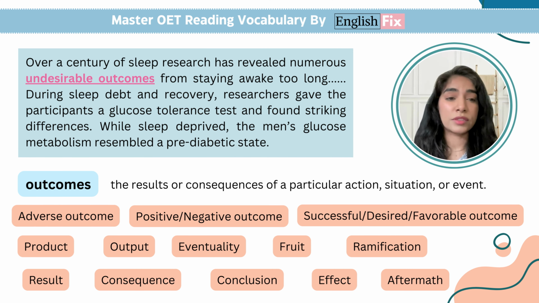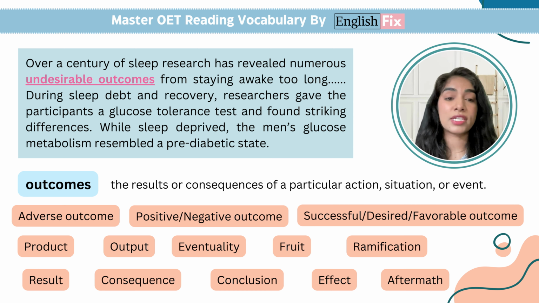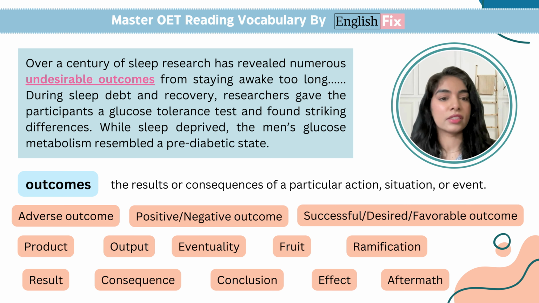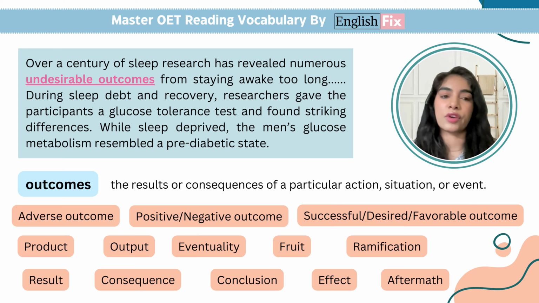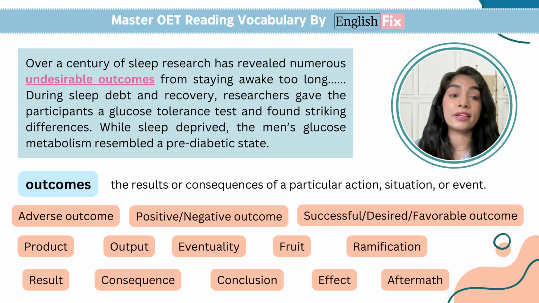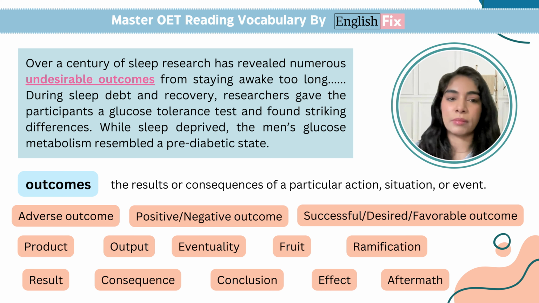The word outcomes is very, very commonly used in your OET writing, in your OET reading, actually, because when you talk about any kind of studies, any kind of clinical trials that you are doing, you are bound to discuss the findings, the results, or in other words, the outcome of that particular trial or any event or any other decision. When that happens, this word is going to pop up in your reading paragraphs.